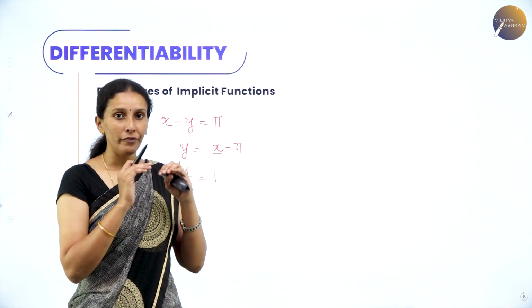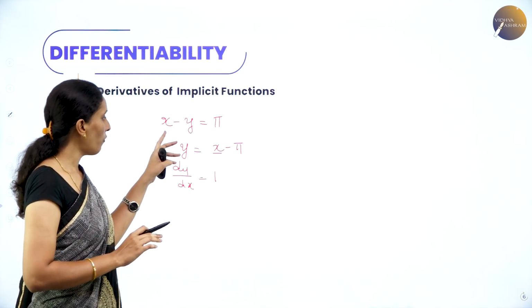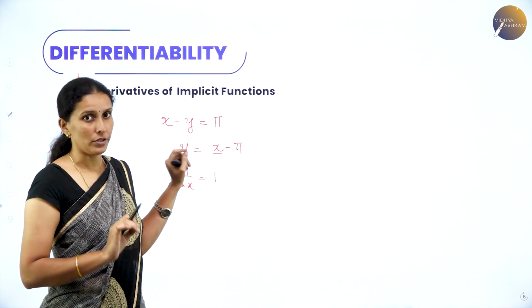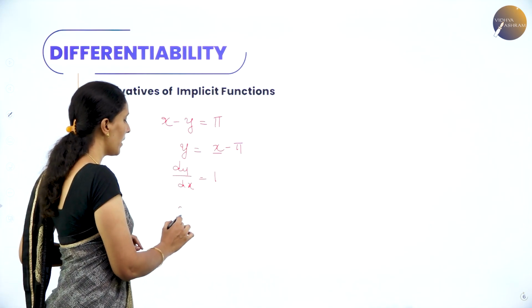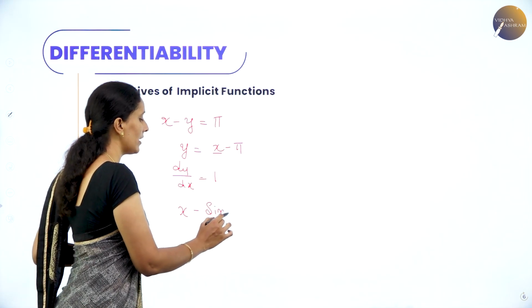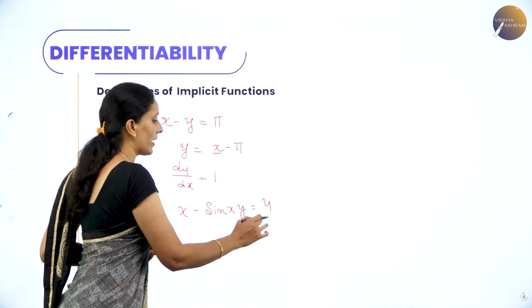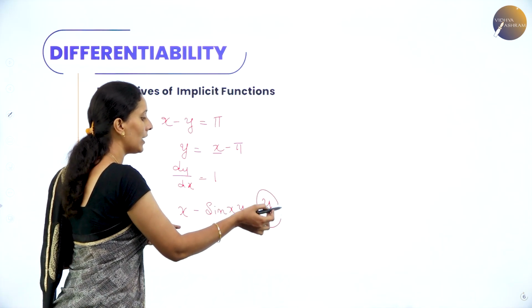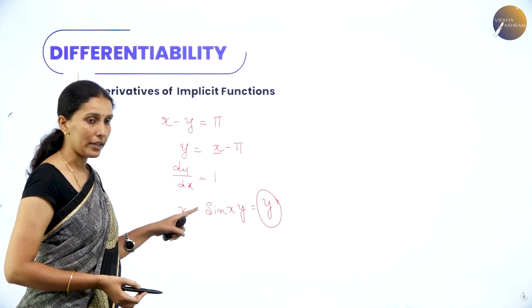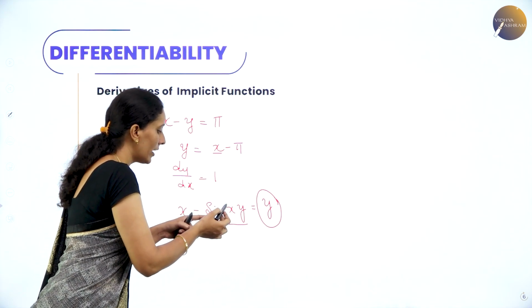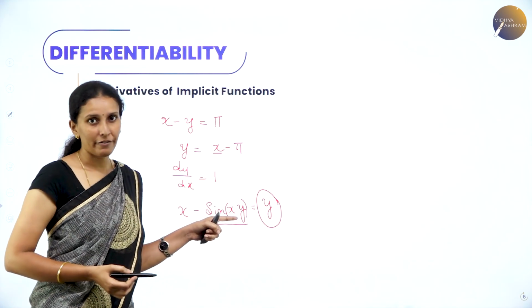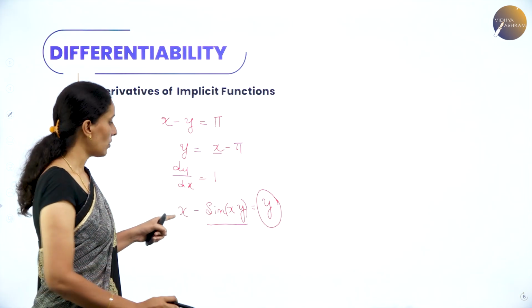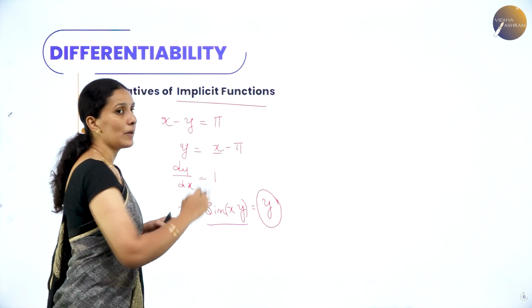Any function that you can express in the form y is equal to f of x only is called an explicit function. I'll give you one more example: x minus sin xy is equal to y. Look at this function. Here you can't express y completely in terms of x, because the second term is a composition of x and y. So you can't take y completely as a function of x. These types of functions are called implicit functions.